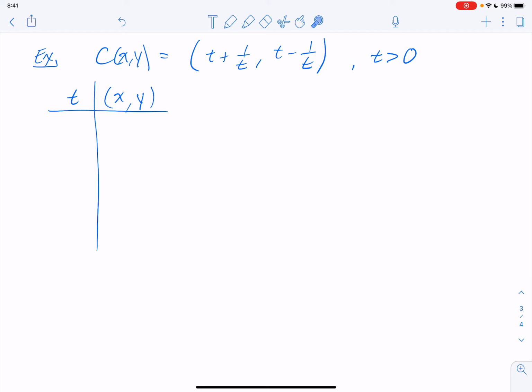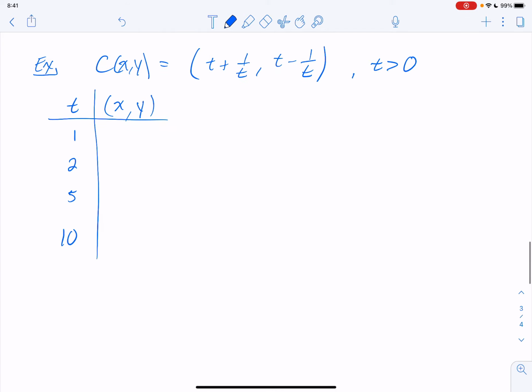So t has to be greater than 0, so let's make some good choices here. Let's plot some obvious choices, right? Let's go with 1, let's go with 2, maybe make it a little bit bigger here. Let's go with maybe a 5, and maybe a 10. I'll leave it to you to verify with me that if I plug 1, 2, 5, and 10 into the x and y equations, that I'm going to end up with the following.